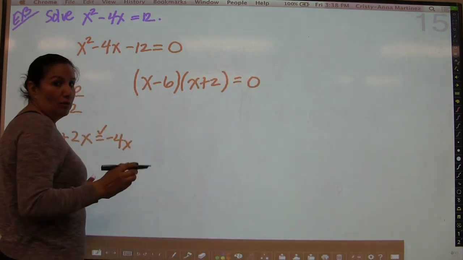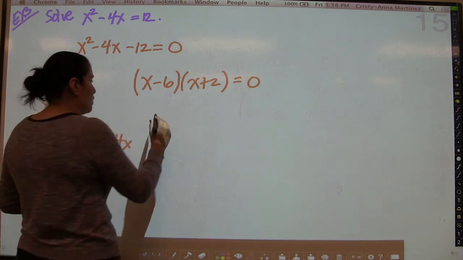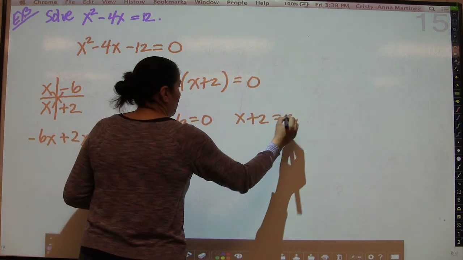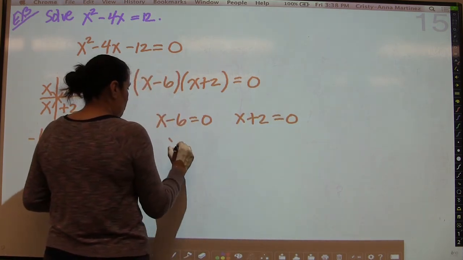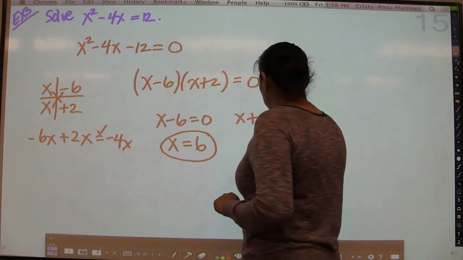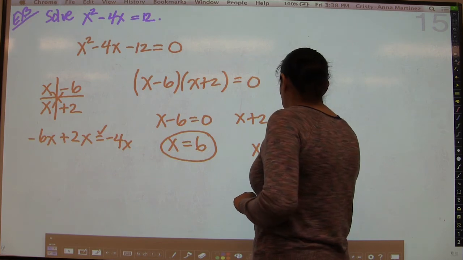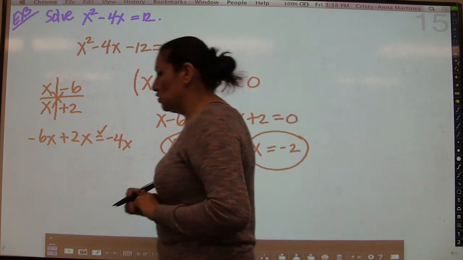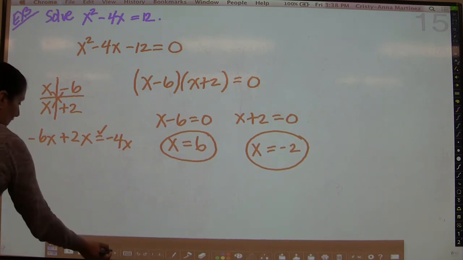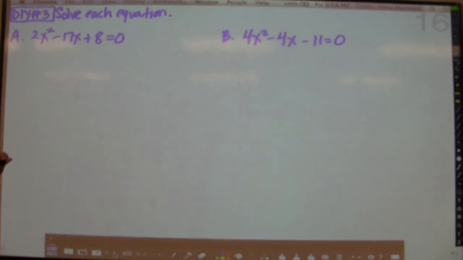And if you recall how we solve by factoring, we take each factor individually. So x minus 6 equals 0, or x plus 2 equals 0. And in the case of x minus 6 equals 0, we will add 6 to both sides, and x will equal 6. In the case of x plus 2, we will subtract 2 from both sides, and x will equal negative 2. So my two solutions will be 6 and negative 2. Now remember that you can choose either of the 4 methods, either graphing, factoring, completing the square, or the quadratic formula for your way to solve these two here.